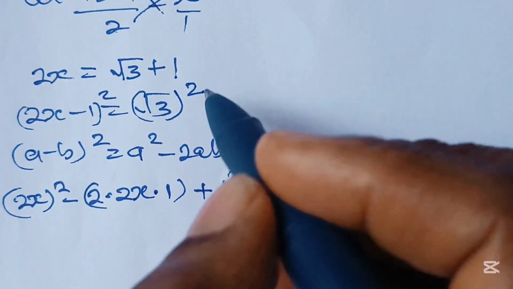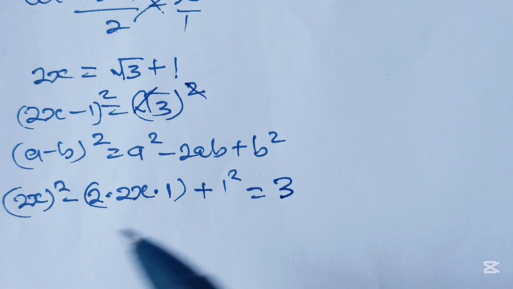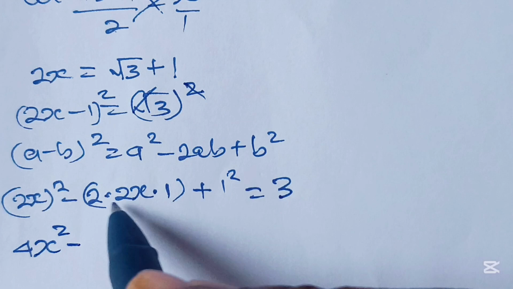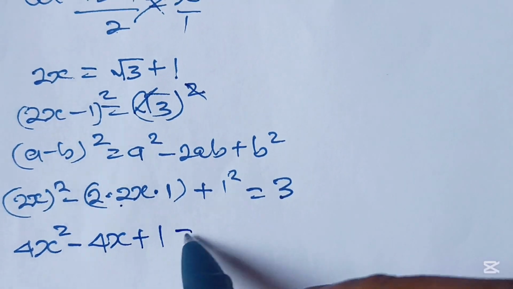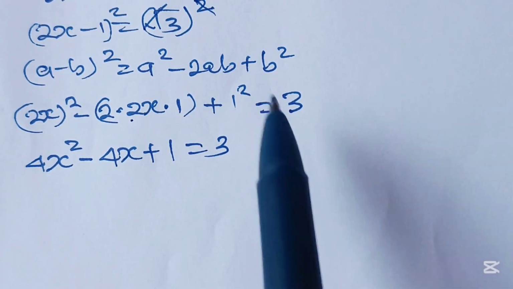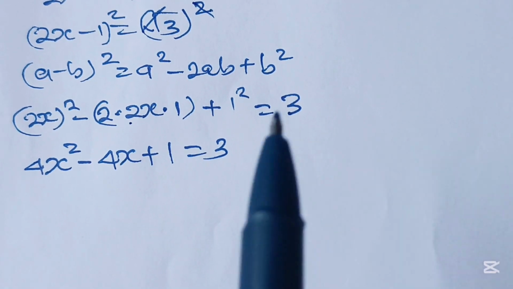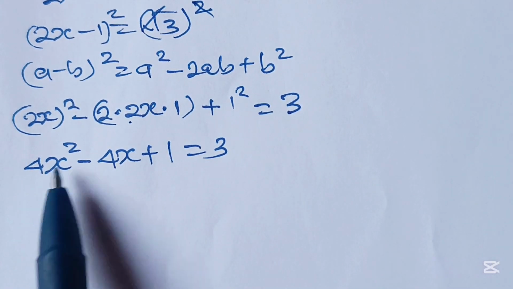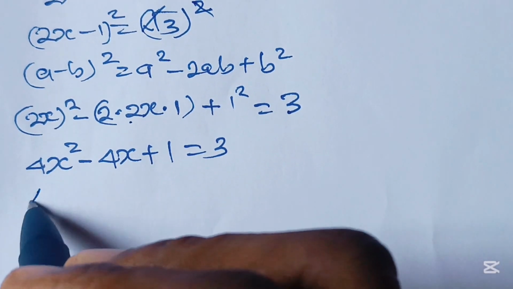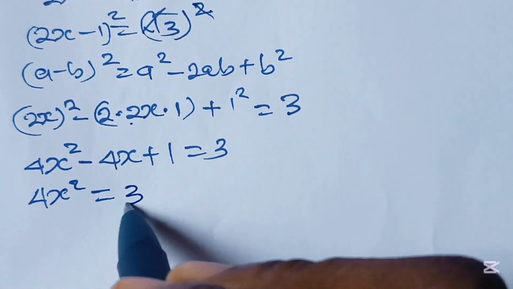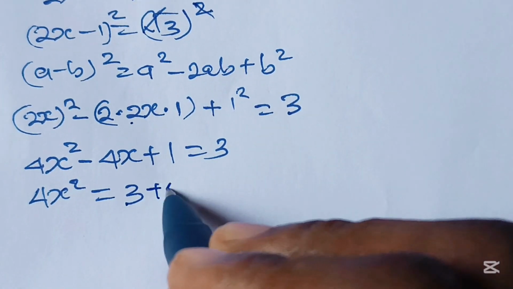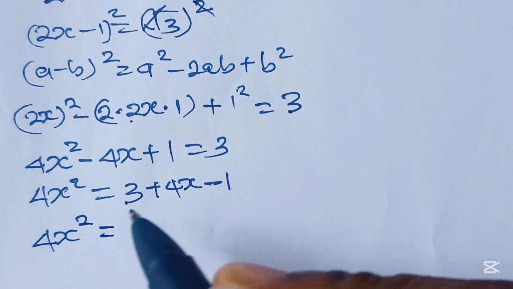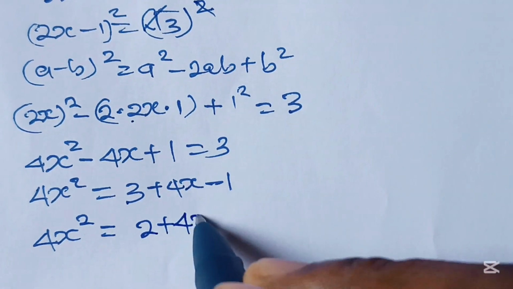Is equal to, now this we cancel this, we have only 3. So let's expand what we have. 2 squared will give us 4 and x squared, right? 2 times 2x will give us 4x plus 1 is equal to 3. Now let us transfer the whole of this to the other side. Remember that we always make x squared the subject of the formula. So we need to transfer anything connecting to it to the other side so that it can be alone. So we have 4x squared is equal to 3, minus 4x will cross to become plus 4x, and plus 1 will cross to become minus 1. So we have 4x squared is equal to 3 minus 1, which gives us 2, plus 4x.